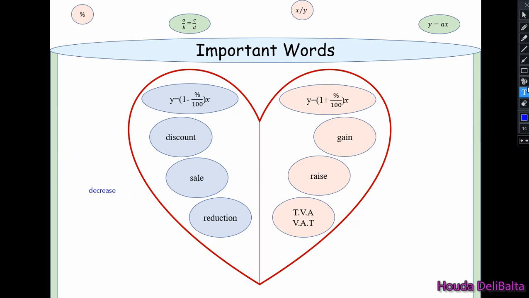If there are these words that are gain or raise or TVA or VAT, you know, in the supermarkets, they usually add that value. Or if there is the word increase, then you are going to apply this rule: y for the new, x for the old, and in the parentheses you write 1 plus and not minus the given percentage over 100 into the old given value. Okay, now let's go to see more examples.